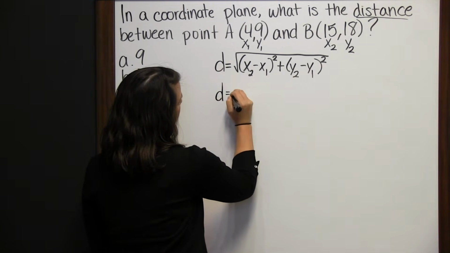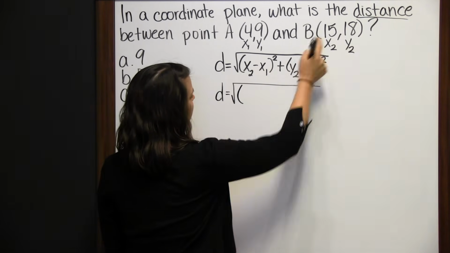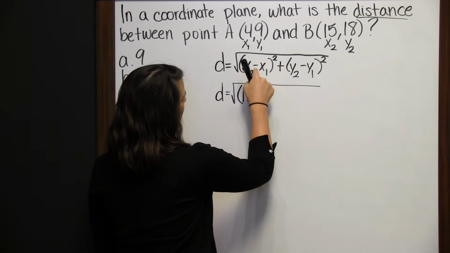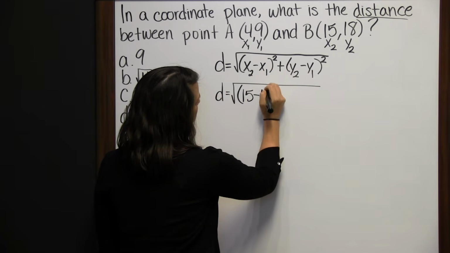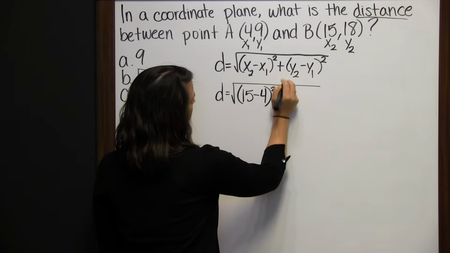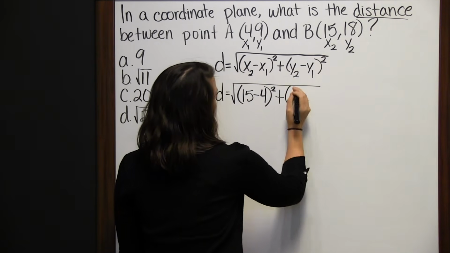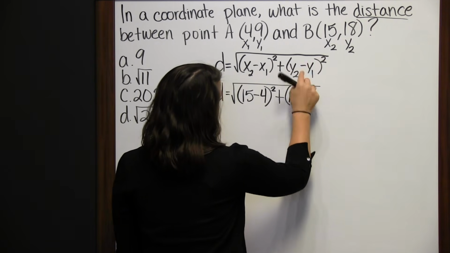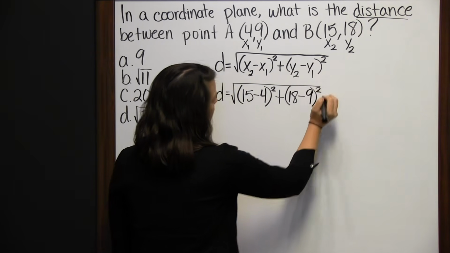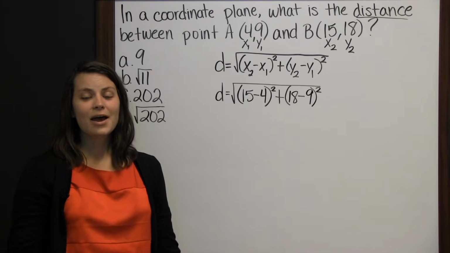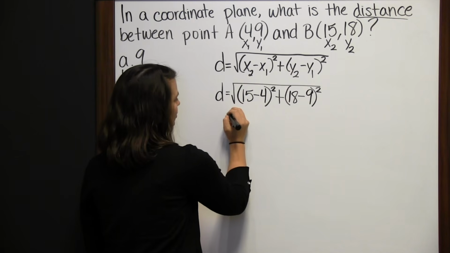So distance equals the square root of x2 is 15 minus x1 is 4 squared plus y2 is 18 minus y1 is 9 squared. And now we need to follow our order of operations, which means grouping symbols first.